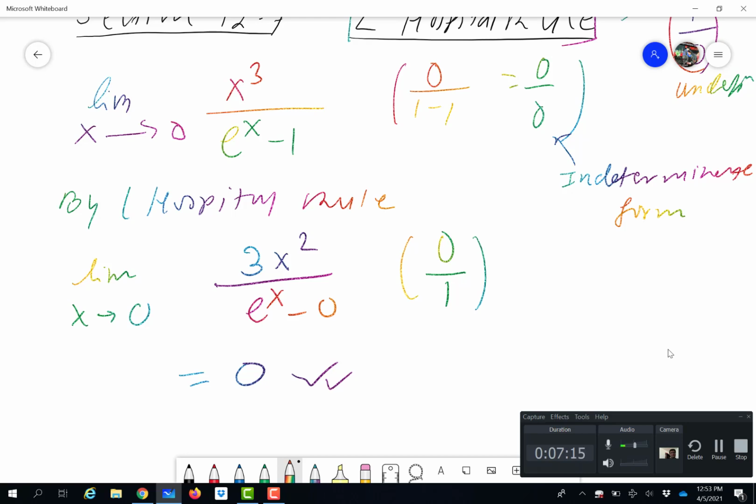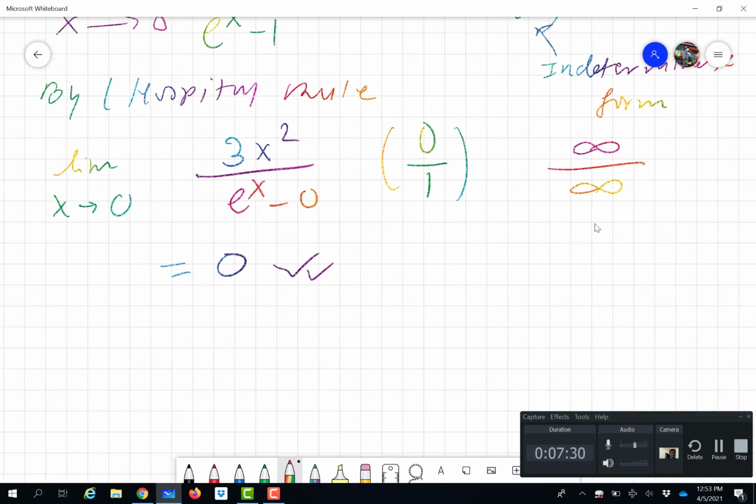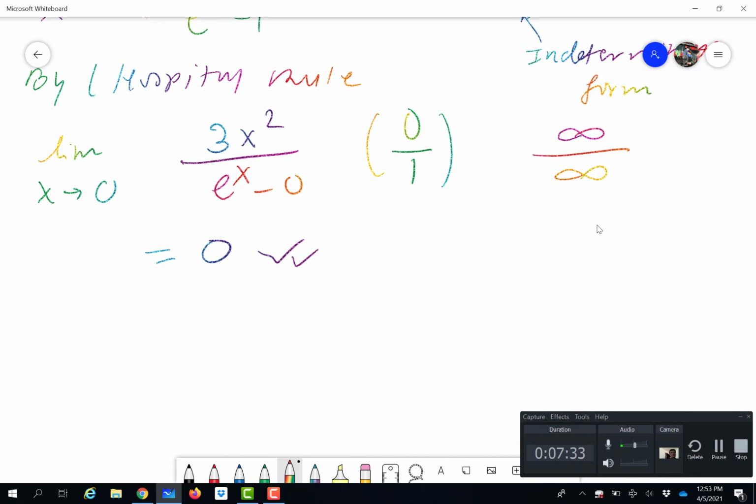Similarly, the other situation you can use L'Hopital rule is if you get directly infinity over infinity. Instead of 0 over 0, if you get infinity over infinity, there also you can use L'Hopital rule. Or sometimes we might have some other indeterminate form that can lead to either 0 over 0 or infinity over infinity. If you can convert those indeterminate forms into either infinity over infinity or 0 over 0, that time also you can use L'Hopital rule.